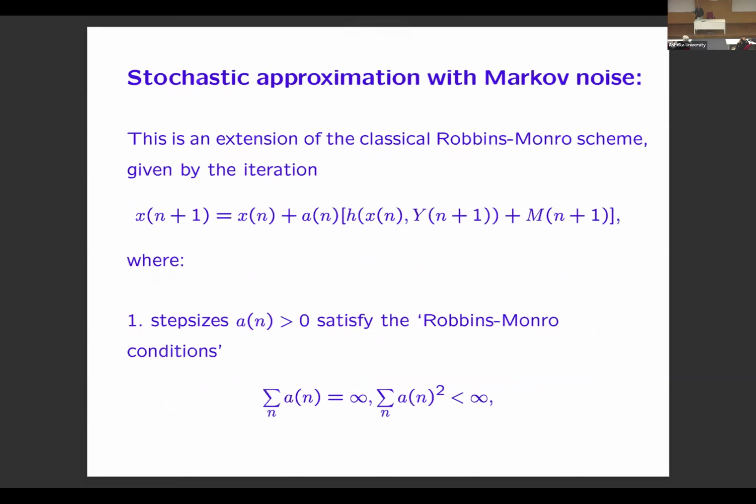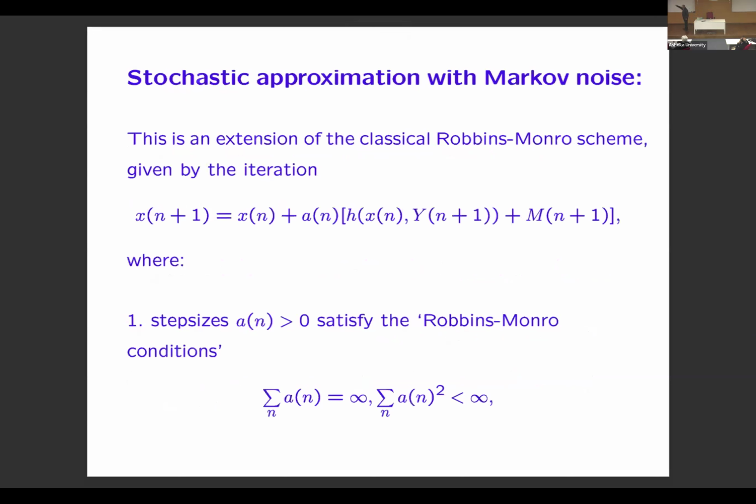Okay, so I don't know if I'm going over time, but okay. So this is stochastic approximation with Markov noise. The original algorithm of Robbins-Monro in 1951 did not have Markov noise. That probably came in the mid 70s or something. So this is the algorithm.